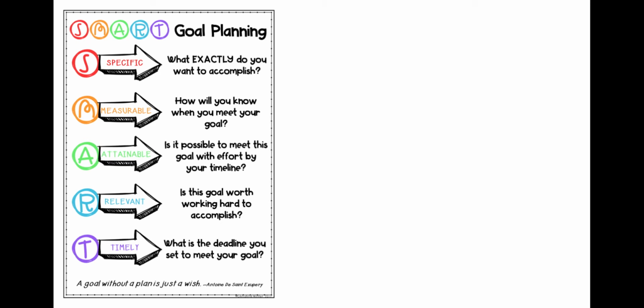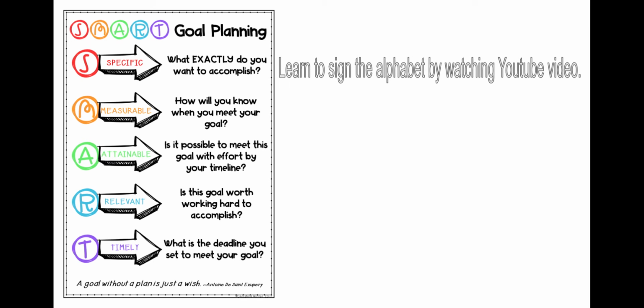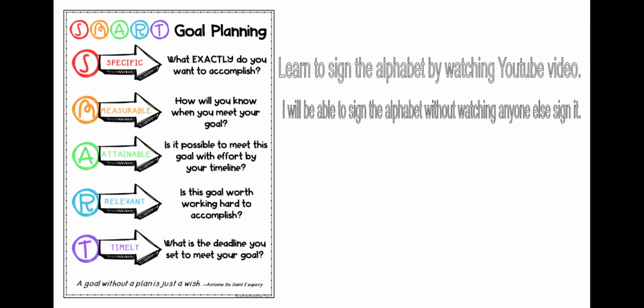Let me give you an example of what one of my SMART goals has been. I have always wanted to learn American Sign Language, but I know it's a really big goal to just learn it. So first, I made it specific. I decided I want to learn to sign the alphabet by watching YouTube videos that will teach me. But then I had to know how I would meet this goal and how I would know that I had met it. I will be able to sign the alphabet without watching anyone else sign it.